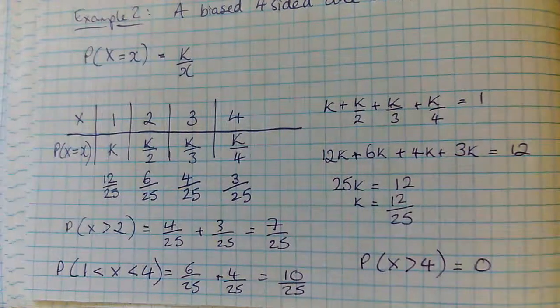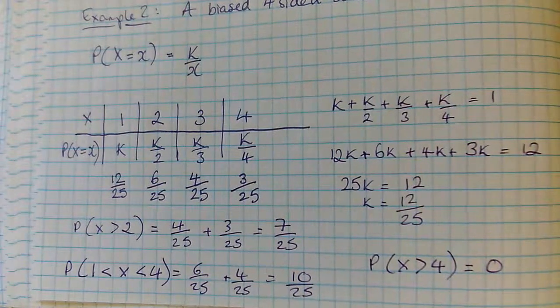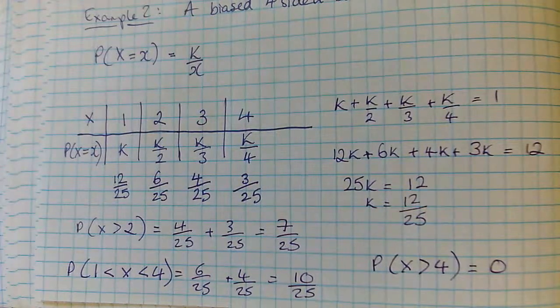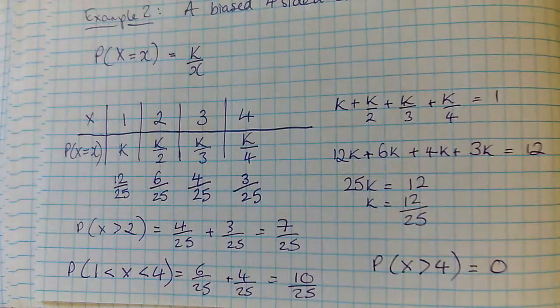So what's the probability that x is greater than 2? Well, the probability that x is greater than 2 is going to be found by doing 4 over 25 and 3 over 25, because the values in this probability distribution which are greater than 2 are 3 and 4. So the probability of it being a 3 is 4 over 25, the probability of it being a 4 is 3 over 25, and if it's one or the other to give us an answer which is over 2, then you've got to add.